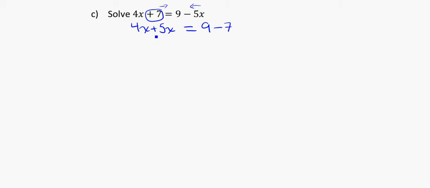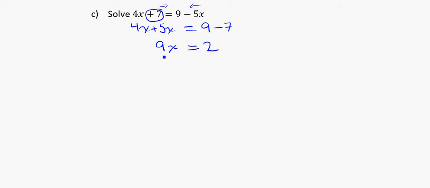So 4x plus 5x, that's 4 x's and 5 x's, so that's adding up to a total of 9 x's. It does not become x squared, it just remains an x. And now I have 9 minus 7, which in fact is 2.